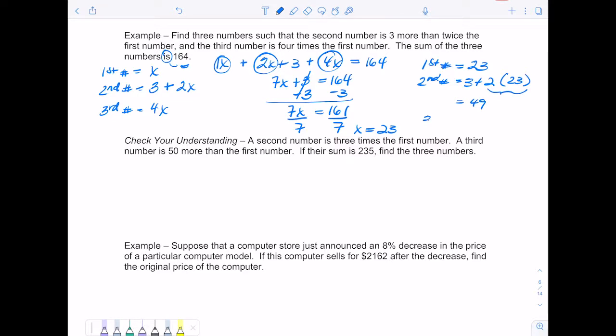And then the third number is 4 times the first. My first is 23, so 4 times 23 gives me 92. So the three numbers are 23, 49, and 92. And if you add them, you should get 164.